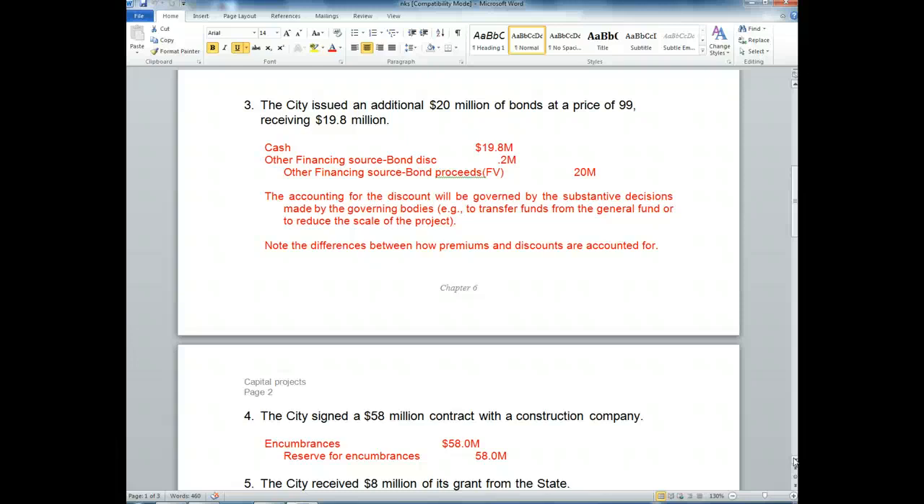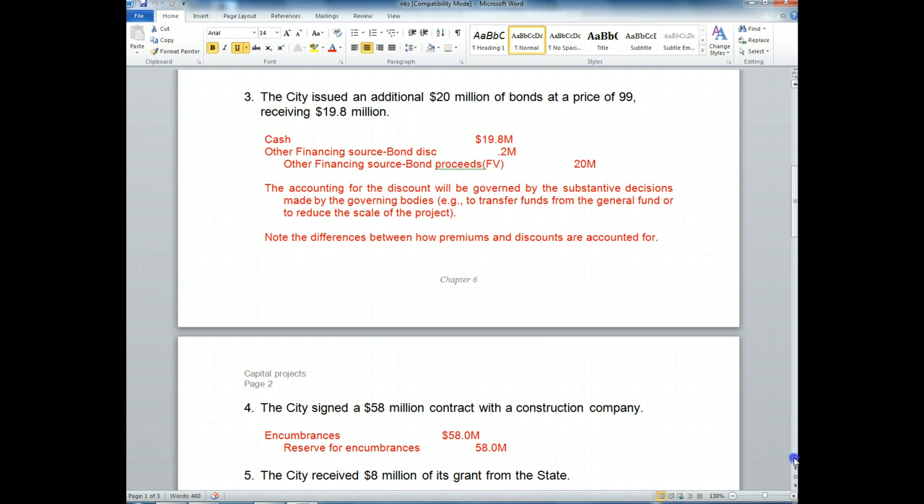So basically, don't worry about how discounts are going to be amortized. We don't care about any of that in this class, or premiums. We just want to understand how the journal entries do affect us.